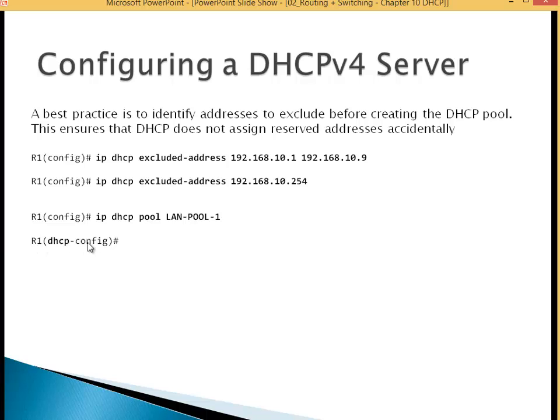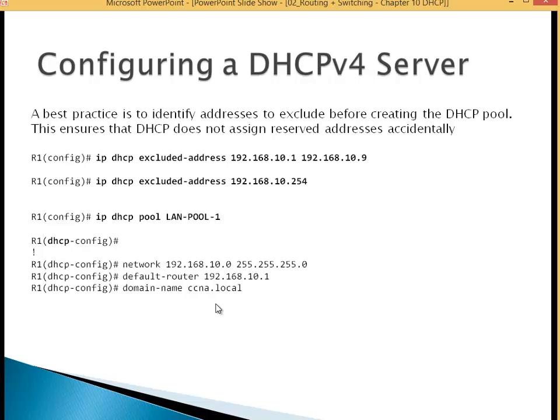Then after we create the DHCP pool, the config command here changes. It says DHCP-config. Then inside that command, we know we are inside the pool. We select the network, or we configure the network with the command network, then our network range 192.168.10.0 and /24 or 255.255.255.0.